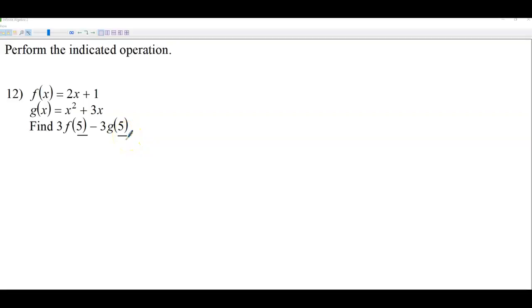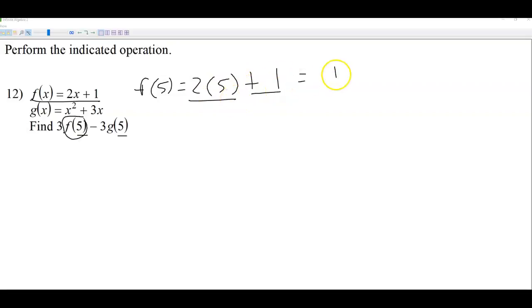Okay, so here's how I like to handle these. I'm going to start by finding f of 5. So I'm going to go to my f function up here, and I'm going to plug 5 in for x. Now 2 times 5 plus 1 is 11. So f of 5 is 11. So that means we're going to have 3 times f of 5, 3 times g of 5.